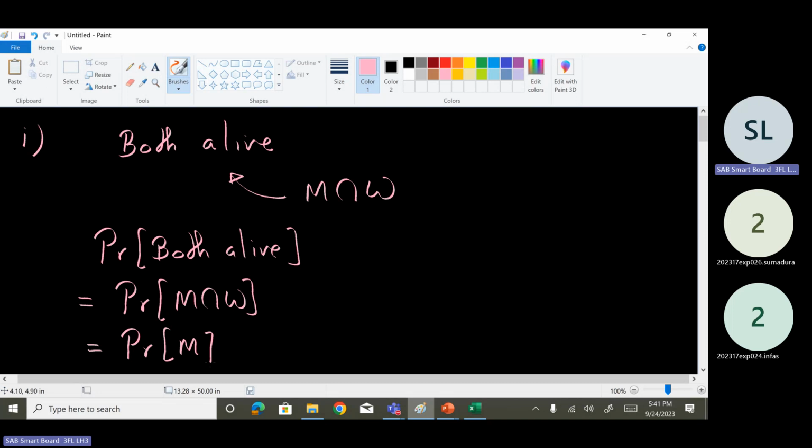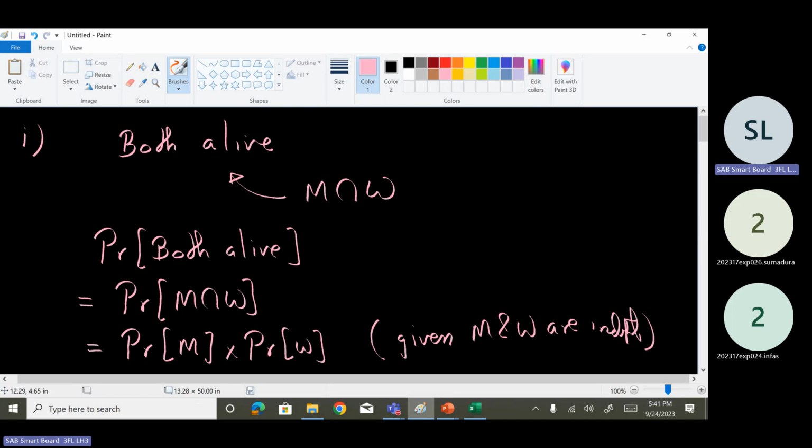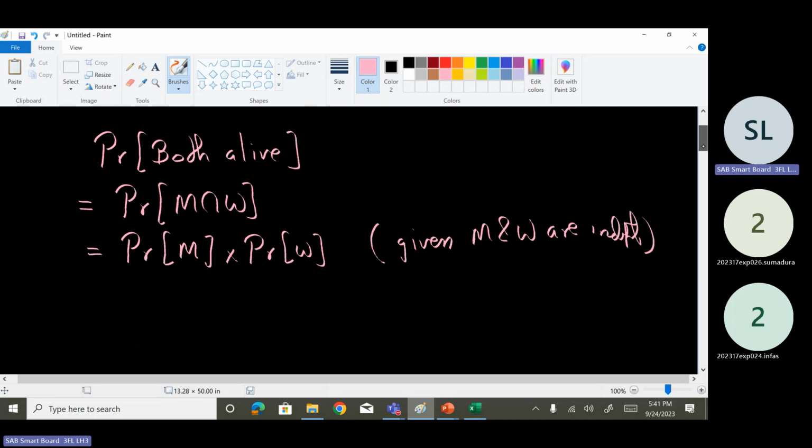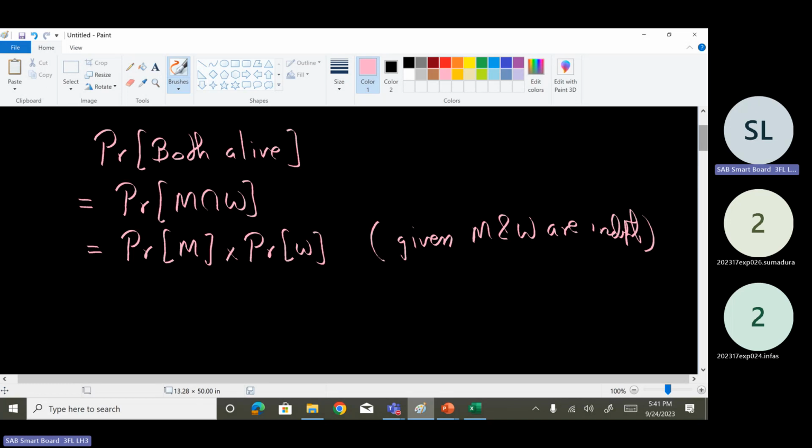Probability of M times probability of W, given M and W are independent. I am writing this down for your reference. Otherwise, we can't use that formula, the independence formula. So we are using the third formula for the rule. Probability of M given is 0.51, probability of W given is 0.69. You have your calculator, so you can multiply. This is two decimal places, this is two decimal places, so when you multiply, your answer should go up to four decimal places.